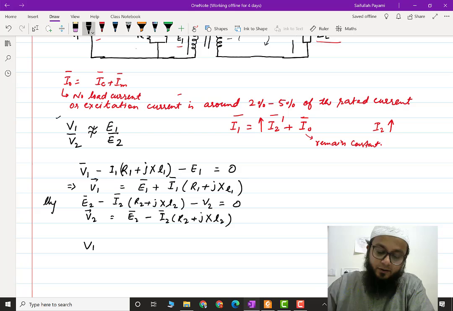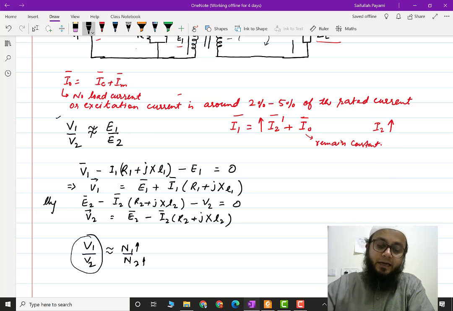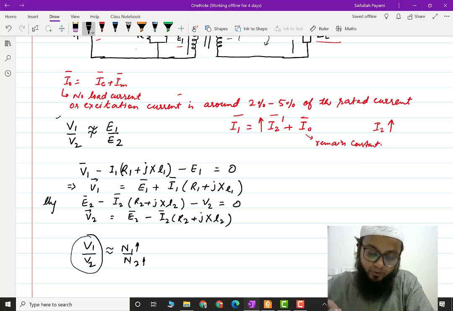So we manipulate these number of turns here. V1 upon V2 is almost equal to N1 by N2. So as per our requirement, we play with the number of turns of the primary and the secondary winding to get the desired terminal voltage, as per the voltage drop in the winding.